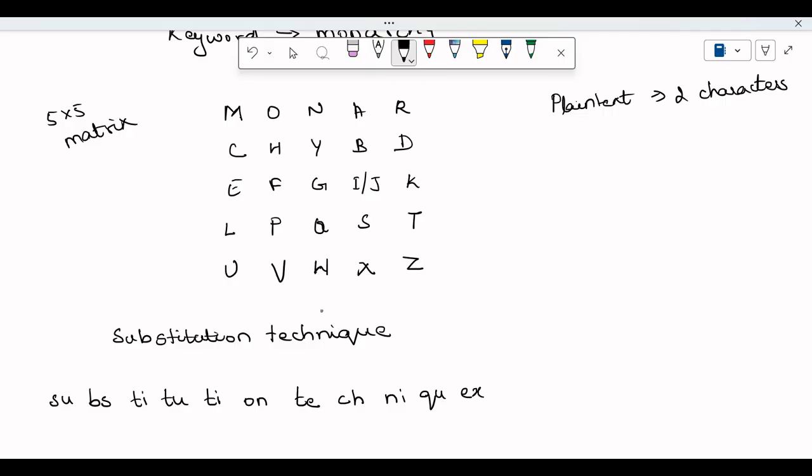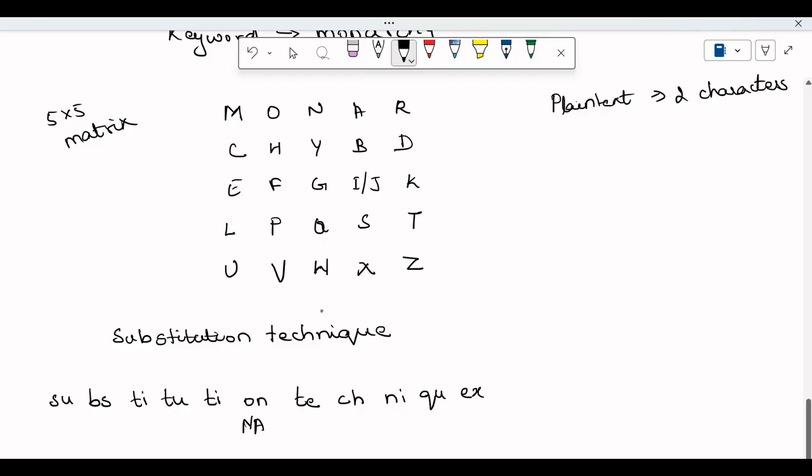Here it involves three different strategies. First, if the plaintext unit falls in the same row of the matrix. For example, consider this pair B, O, N. Consider this pair O, N, in the same row of the matrix. How is it going to be encrypted? Replace the letter by the letter to its right. So O is replaced by the letter to its right, that is N. And N is replaced with the letter A.